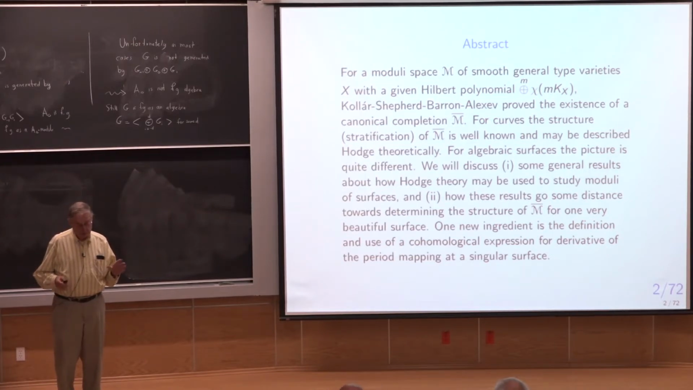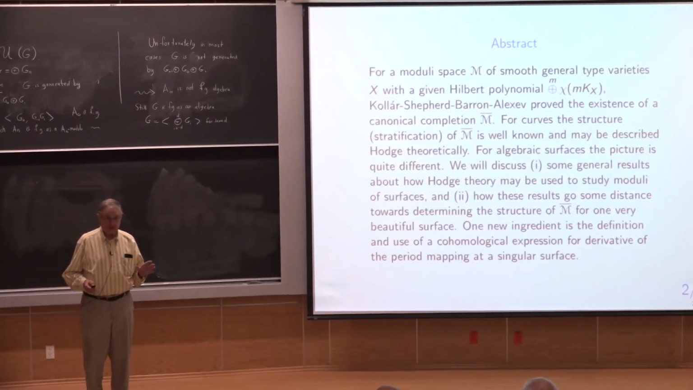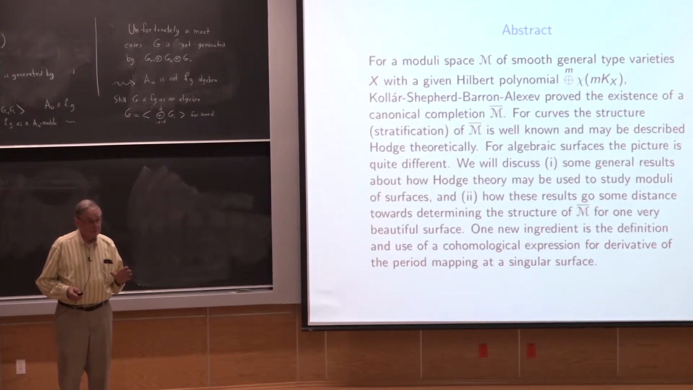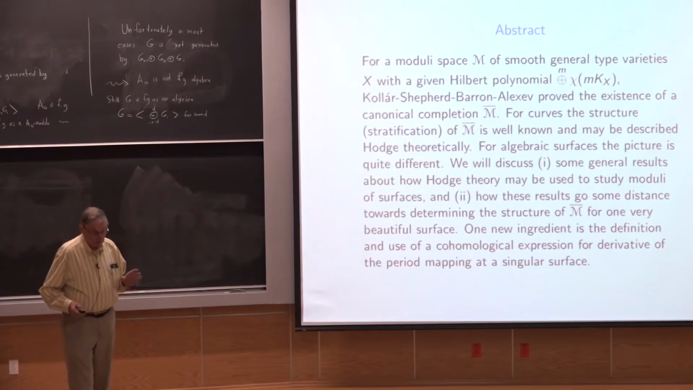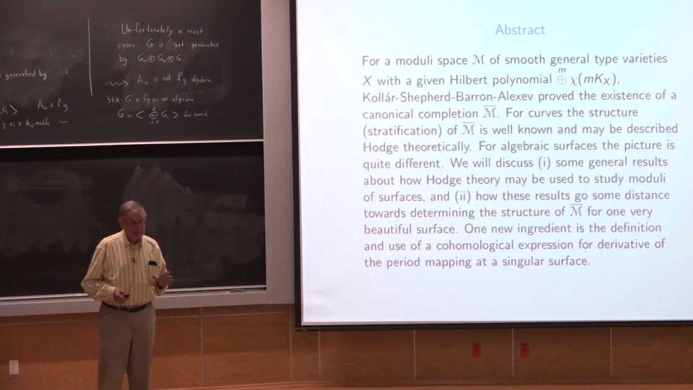When you come to algebraic varieties of general type, which is similar to algebraic curves of genus 2 or more, then the picture is quite different. Kollár, Shepherd-Barron, and Alexeev proved the existence, but so far as I know, there's no known example where the global structure of the moduli space has been worked out. One of the early tools, and very instrumental tools, for algebraic curves was Hodge theory.